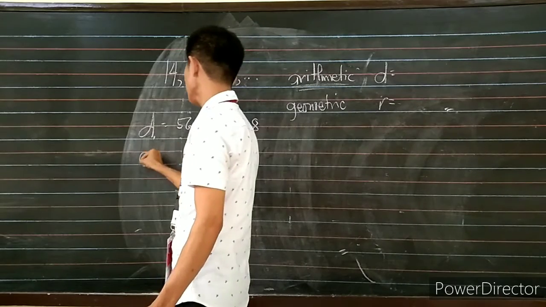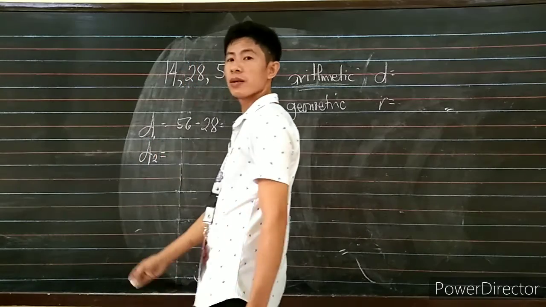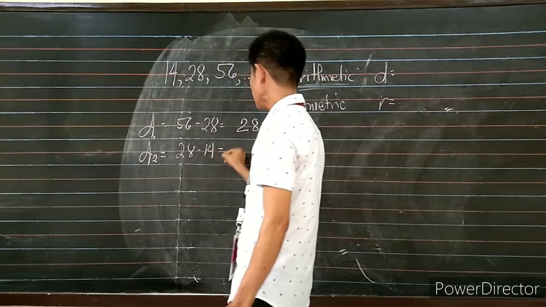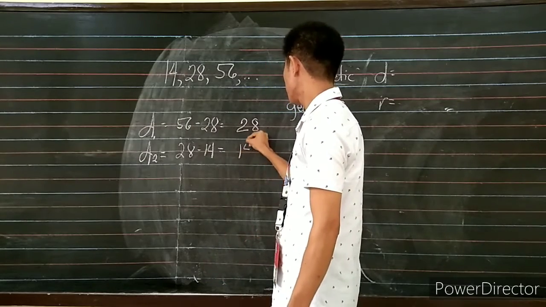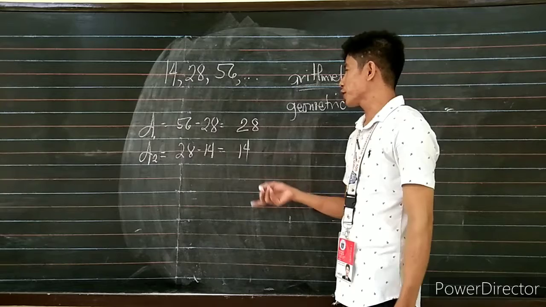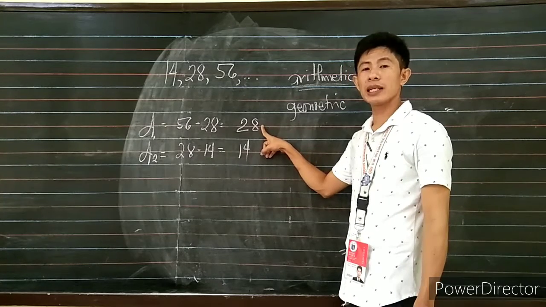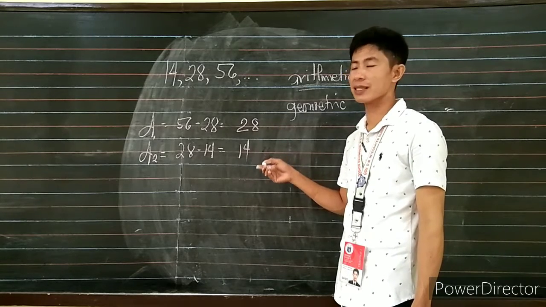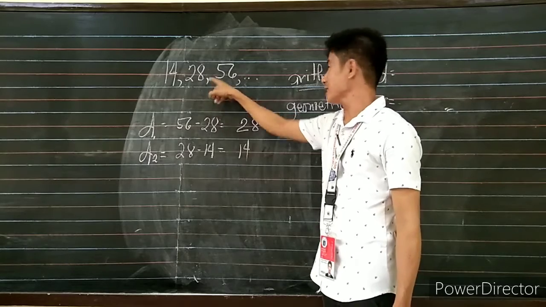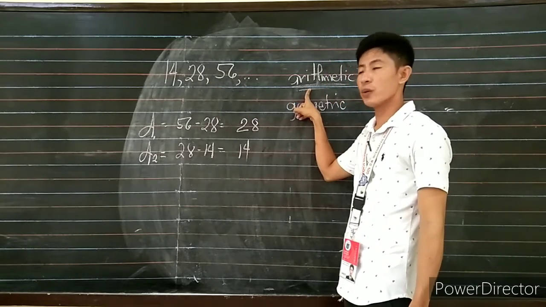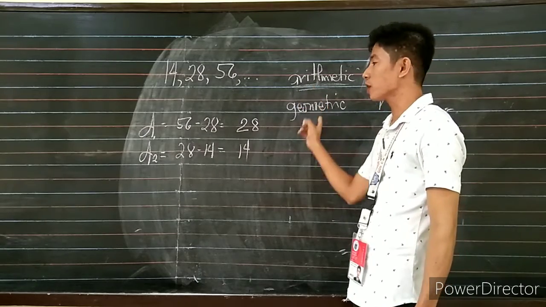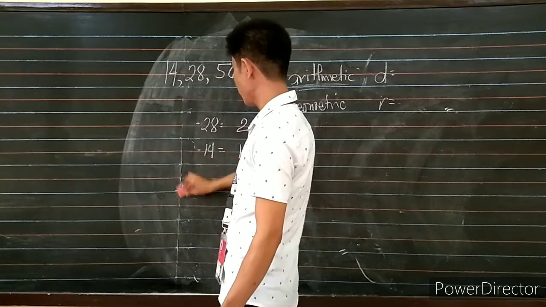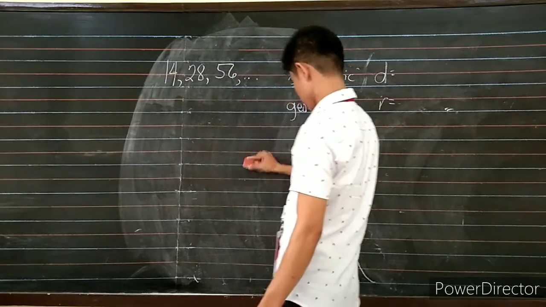How about for our second difference? We have 28 minus 14, and that is equal to 14. As you can observe, the first difference is 28 and the second difference is 14. They don't have the same differences. Therefore, the given sequence is not an arithmetic sequence, because there is no common difference. What kind of sequence is the given?